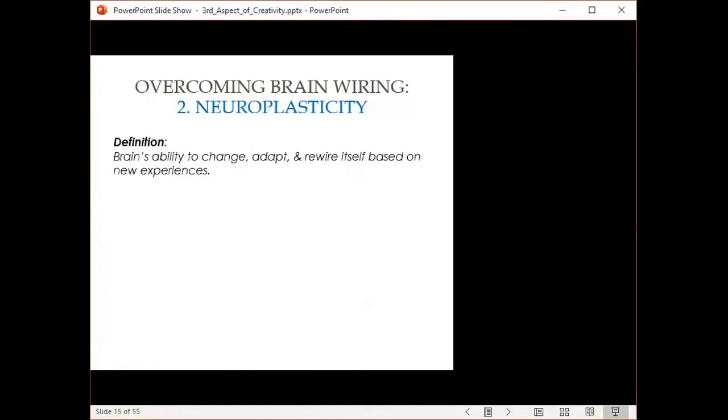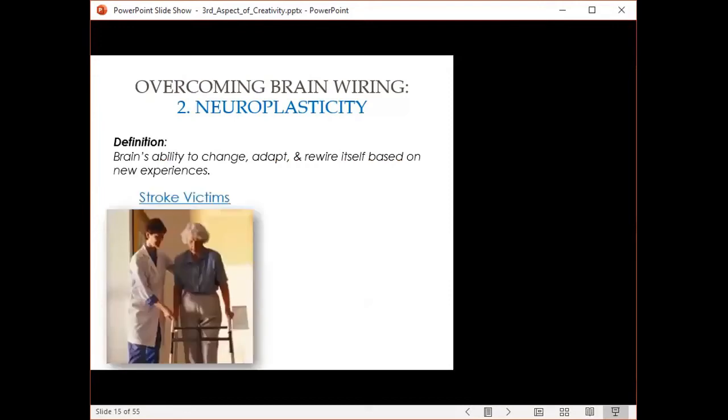The second thing that gives us hope for overcoming our brain wiring is neuroplasticity. And that's our brain's ability to change and adapt and rewire every time we experience something new. And in the text, some of the examples of this include stroke victims. When you have a stroke, what do they do for you? Well, you go into therapy.